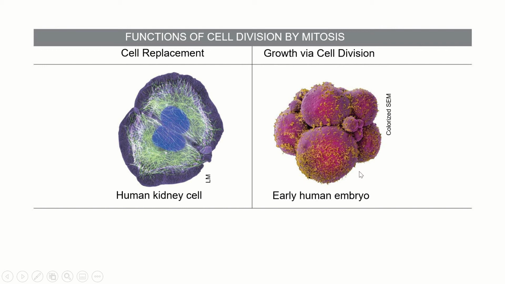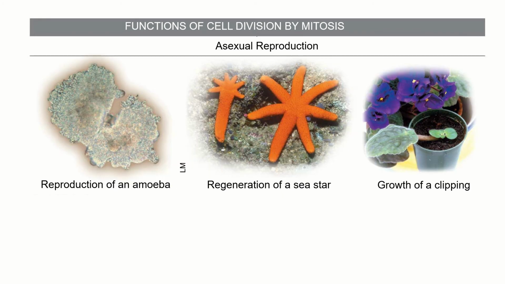So the early human embryo starts out as one cell. That cell then undergoes mitosis to create new cells, dividing up the material that was in that original cell into more and more and more cells. Other organisms may reproduce themselves entirely. Amoebas can make a new amoeba just by dividing their one cell into another cell.